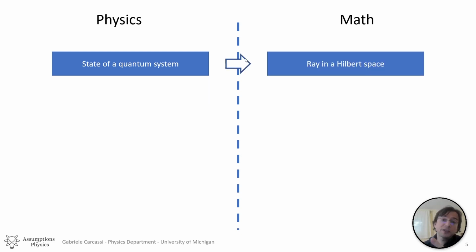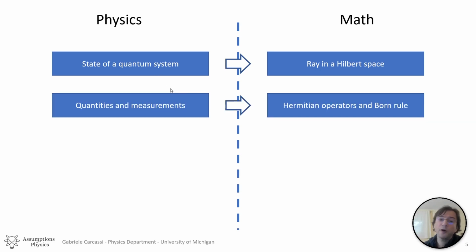And we have a postulate that tells us that this physical object, the state of a quantum system, is represented in the math by a ray in a Hilbert space. So the postulate basically tells us how to represent mathematically an object that lives in the physics world. And it doesn't tell us why that happens, it just says that that should be the case.